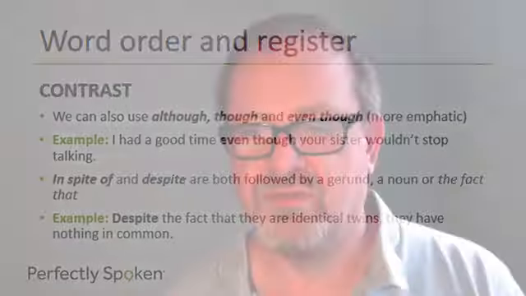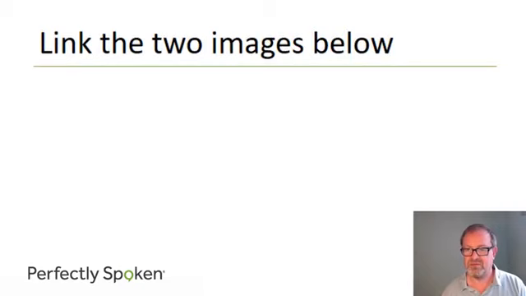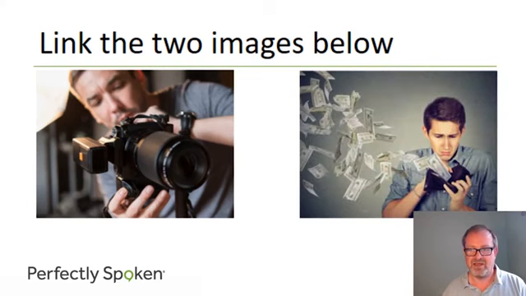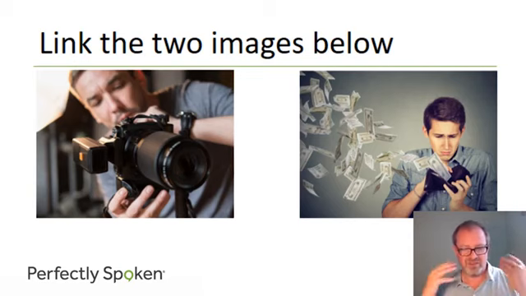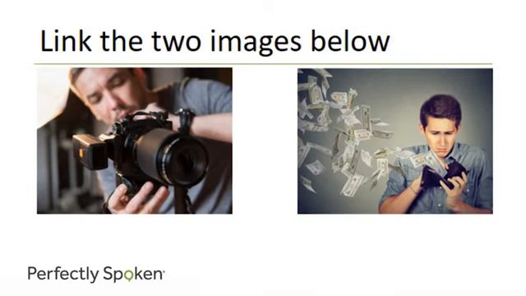So now I'd like to look at, again, a couple of images and see if you can link them together. So here we are, two images this time of a man with a very high-tech, attractive camera, and obviously lots of money. Obviously the camera wasn't cheap. So pause the recording now and have a think. How could you link these two images together? And here are my examples.